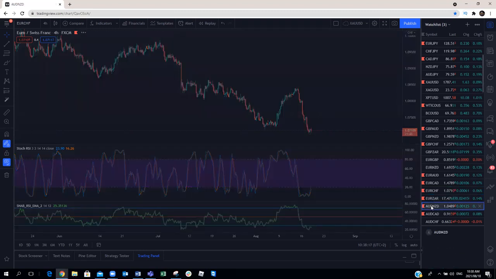EuroAUD, New Zealand. This would have been affected by the New Zealand news this morning as well. We had a spike to the upside. Actually, the spike on this one started from yesterday.